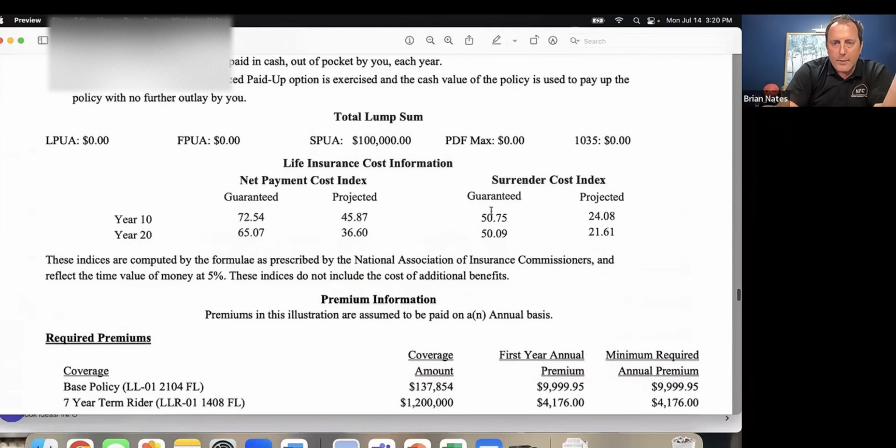Look, surrender cost index, right? By year 10, it's $50.75. Projected though, because of dividends, $24 for every $1,000 of it. They're manipulating you into thinking, oh my gosh, if I cancel the policy, I have to pay that. That is not what that means.